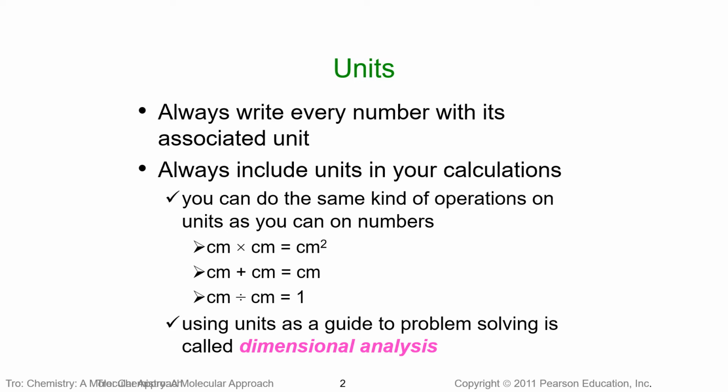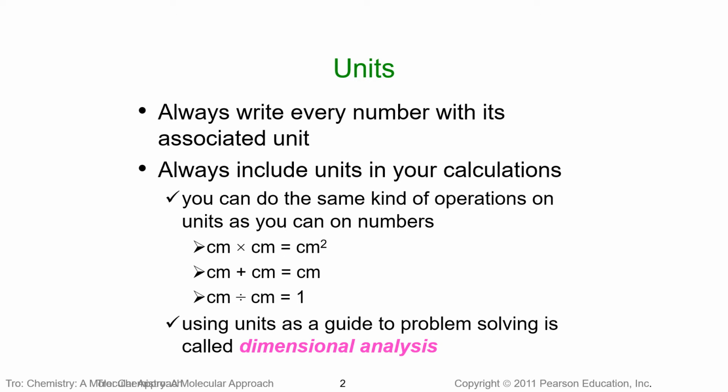So if we multiply two units together, then that unit becomes squared. Or if we multiply three of the same unit together, it would become cubed. If we add them or subtract them, the unit doesn't change. So in this case, we have centimeters. If we add centimeters to centimeters, we get centimeters back. If we divide the same unit by itself, the units cancel out and we no longer have those units. So if we take centimeters and divide by centimeters, we get 1 or we get no unit.